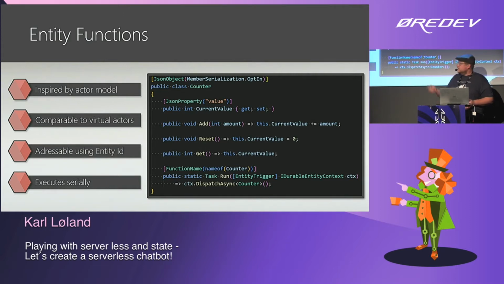So in this example here, that's just basically a screenshot. That's a hello world example from Microsoft on an entity function. And it has methods to add and reset and get the value that are stored as a property. Under the hood, entity functions are basically just JSON serialized documents that are stored in a table storage.